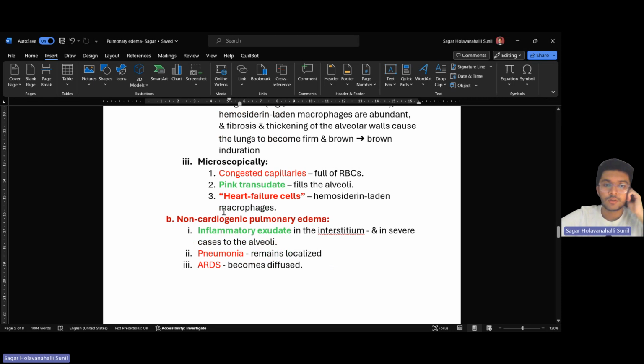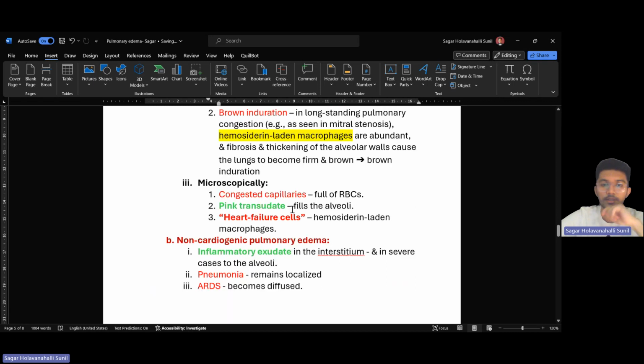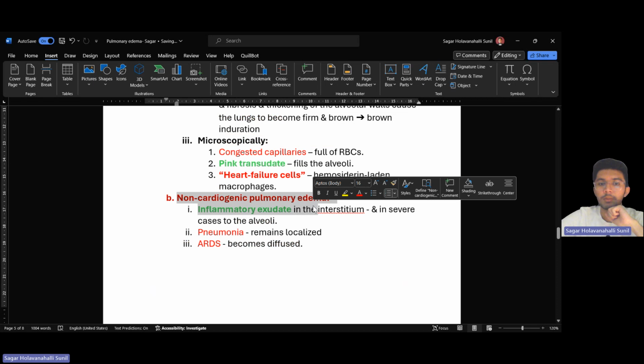All right. Now, the macrophages are basically called heart failure cells. And let me correct myself. It's basically RBCs are destroyed in the alveolar spaces, and whatever hemosiderin is coming out of the RBCs, that is going to get eaten by these macrophages, right? So it's hemosiderin-laden macrophages, not RBC-laden macrophages. That's my bad. Apologies. Now coming to the non-cardiogenic pulmonary edema.